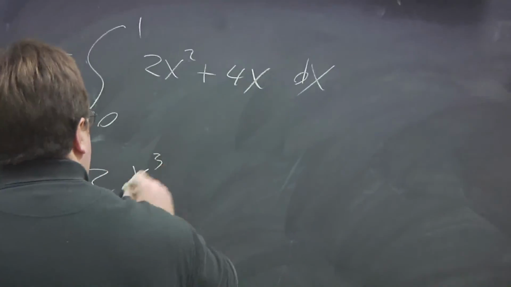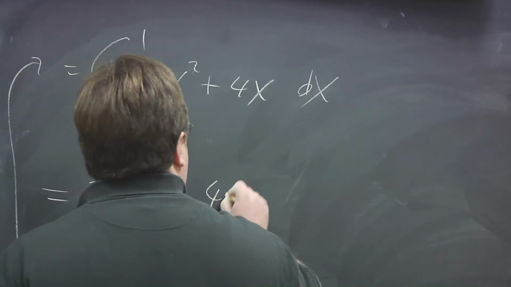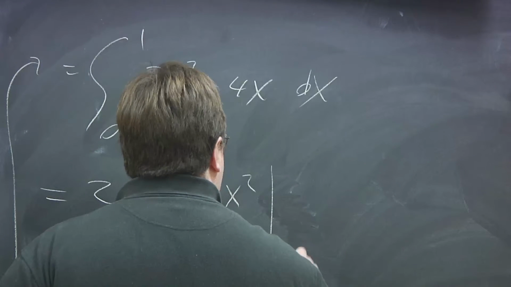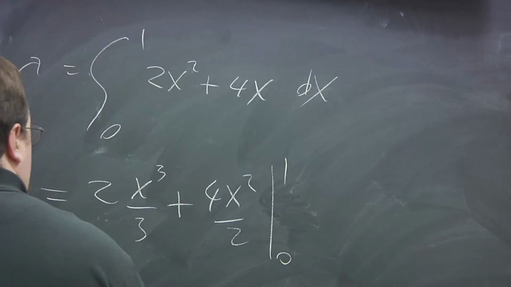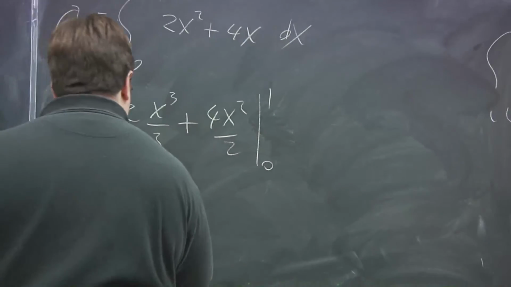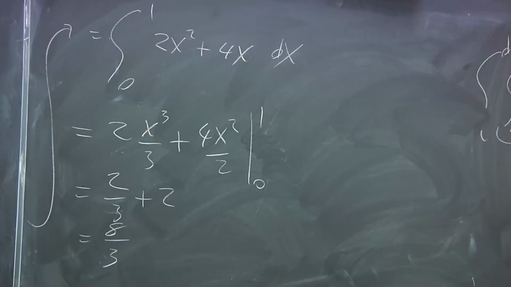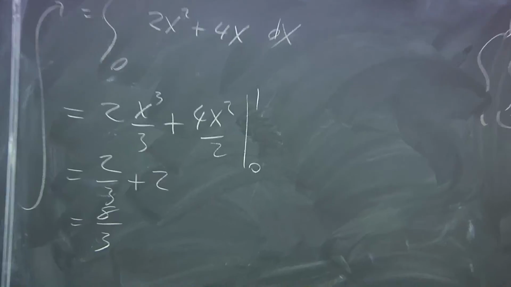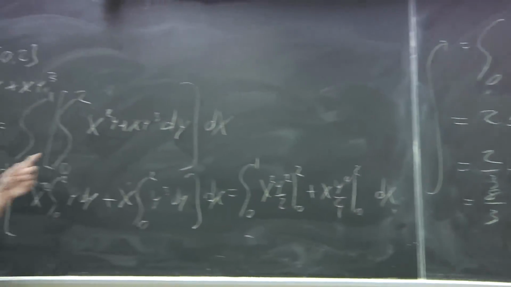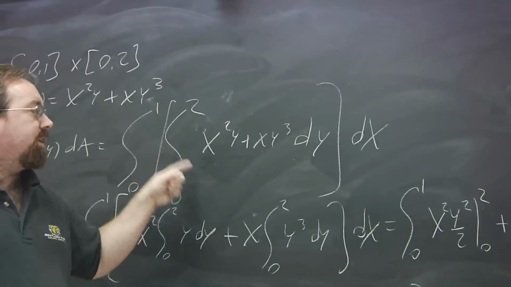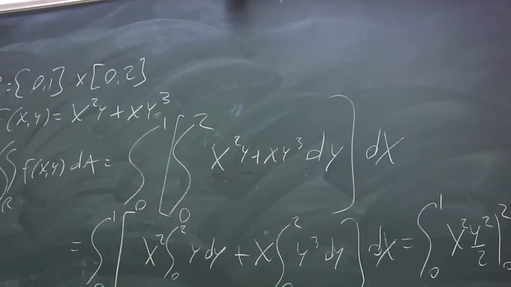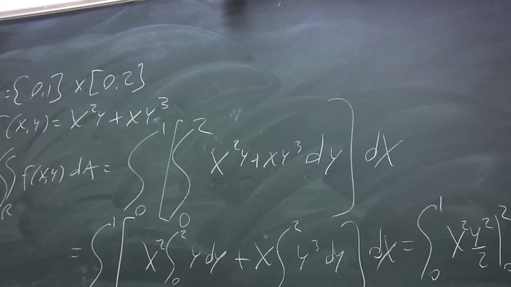So now we're down to a single integral. So 2x cubed over 3 plus 4x squared over 2, evaluated at 0 and 1. So we get 8/3 for the result. So you pick either variable to integrate with respect to, hold the opposite variable, or all other variables, fixed, treat them as constants, and go from there.